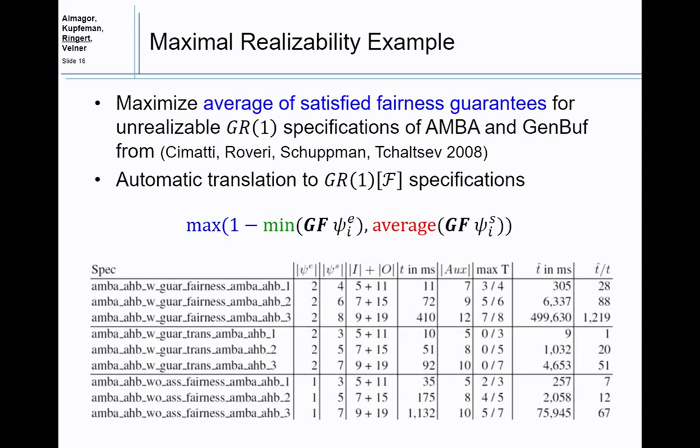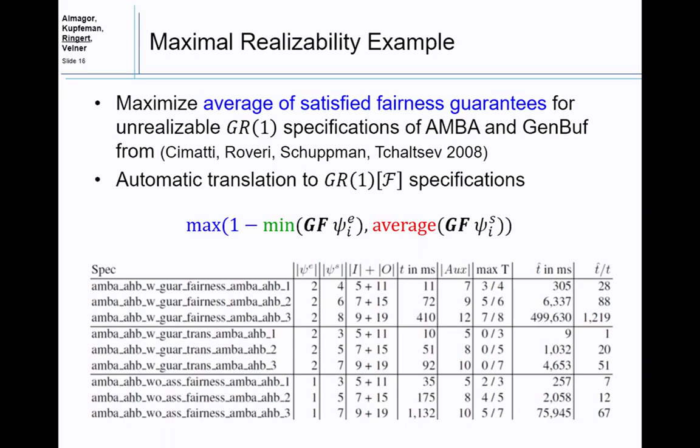But then encoding it by hand is not so nice. So we decided for some, let's say, useful quantitative formula that we can reuse to maximize the number of satisfied fairness guarantees. And we took unrealizable specifications because otherwise we would always get the ratio 1, which is the optimal.